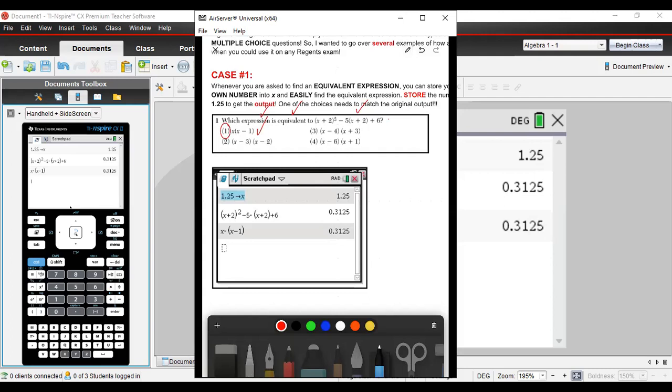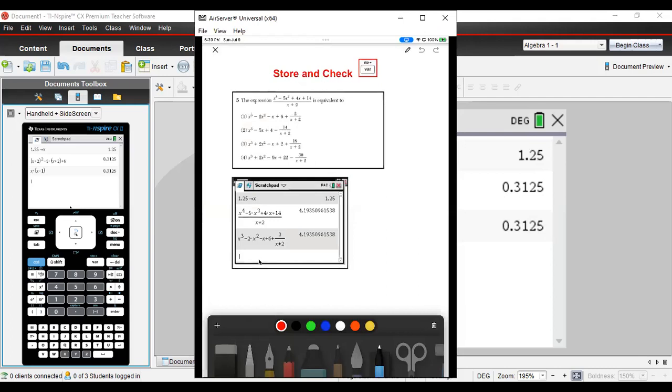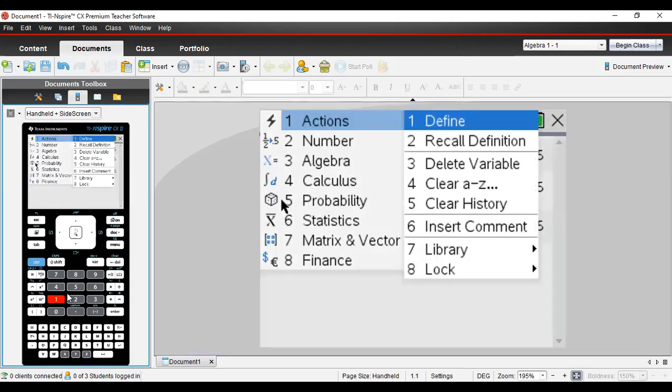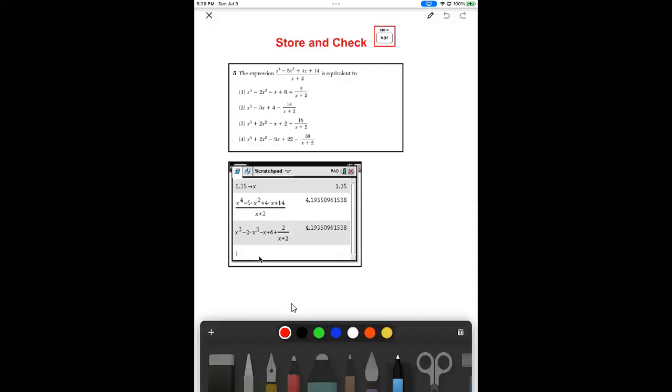All right, so let's go to another example. I want to do another one. I want you to see this is a really easy thing to do, but it's very valuable. All right, so let me clear this off. I'm going to go menu 15, clear, boom, it's done. All right, so go back to the actual exam.